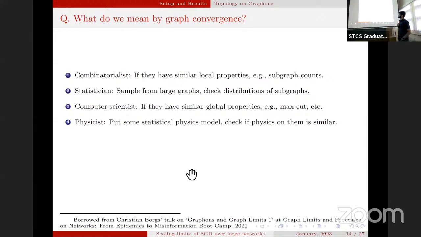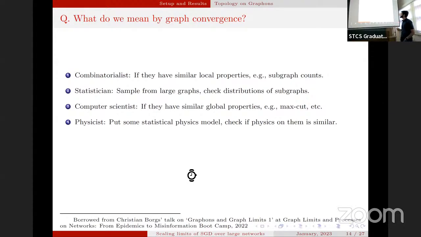Next, a statistician says that this is a lot of counting to do. What I can do is sample subgraphs from large graphs and check the distribution of the subgraphs that I sampled. If the distributions of k by k submatrices, on R^(k²), are the same, then I will say that the two graphs are the same. And if it's true for all k, I will say that the two graphs are the same. Now notice that these seem to be local properties.